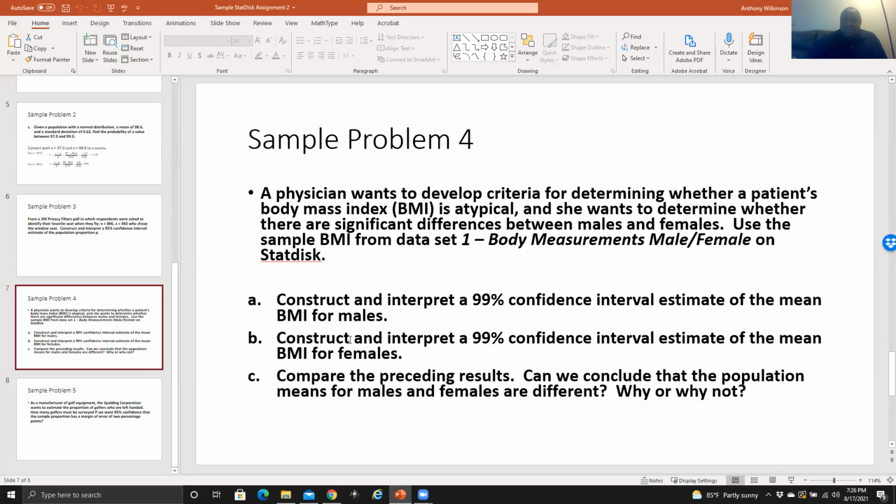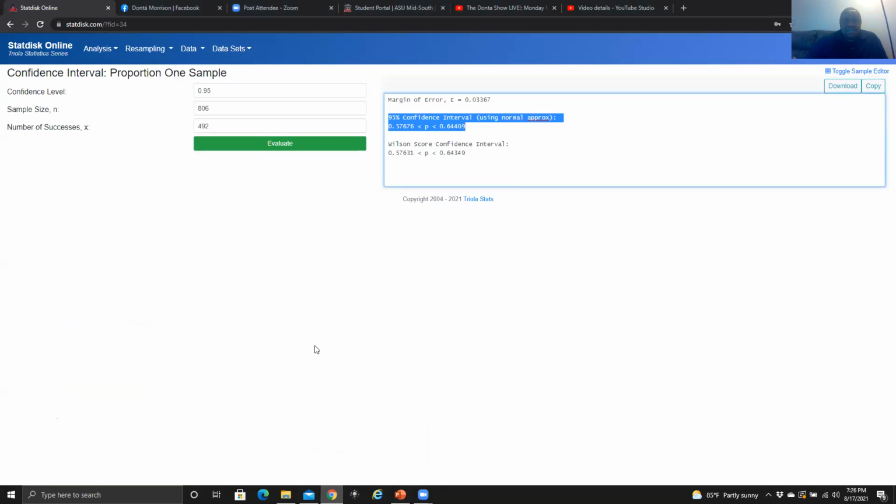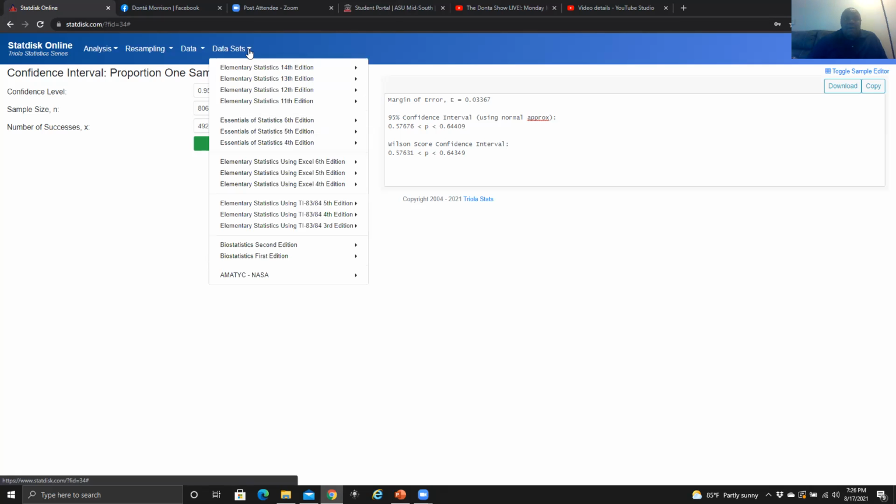So here we're going to go to StatDisk. Now, this time, we're going to need the data sets. So we need to go to data sets up here. And we're going to go to the one that says Elementary Statistics 12th edition. Okay, keep that in mind. Elementary Statistics 12th edition. That's the one we're going to use here in this case. Click on that.